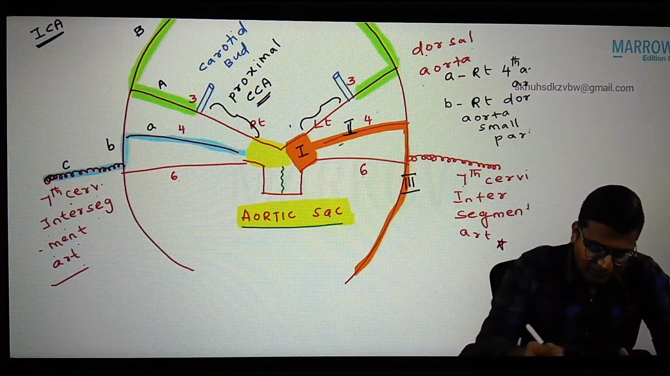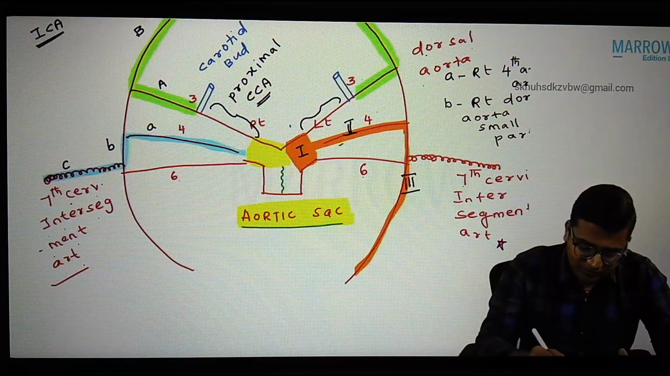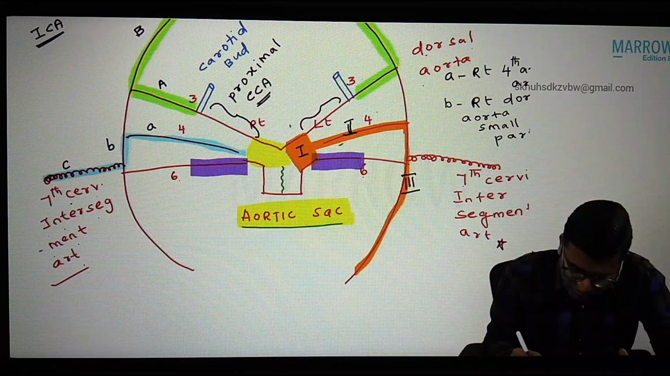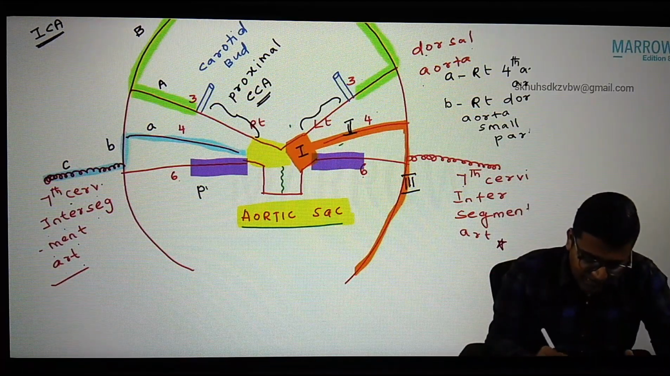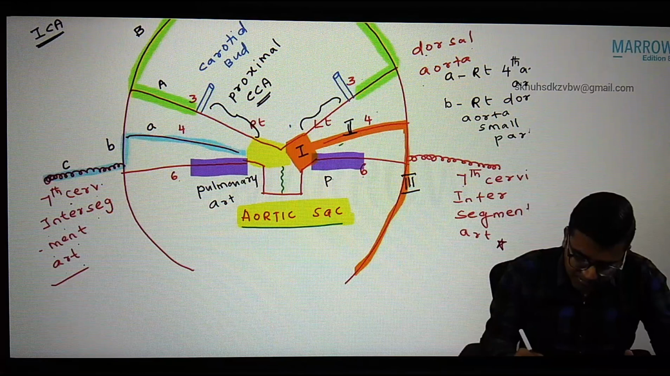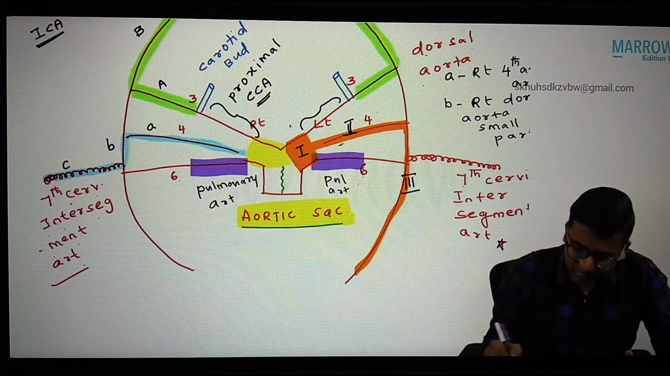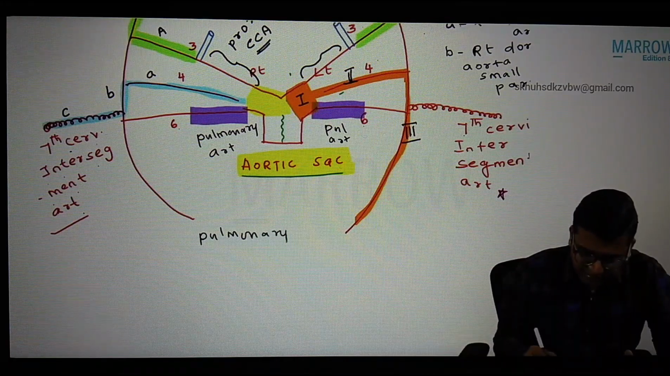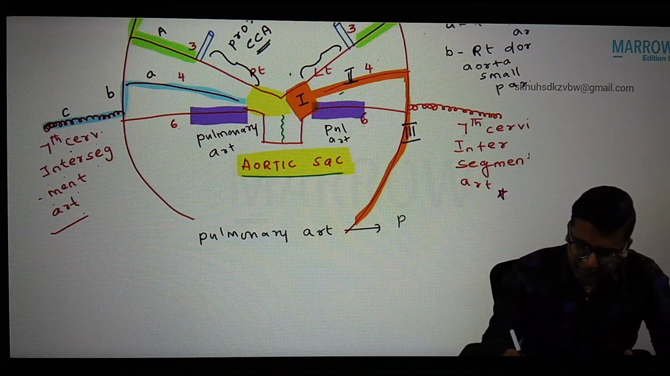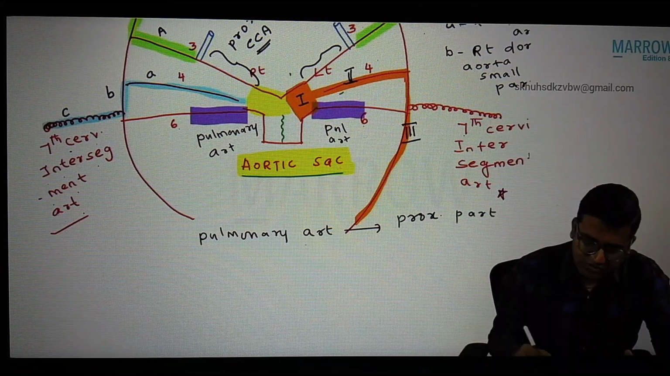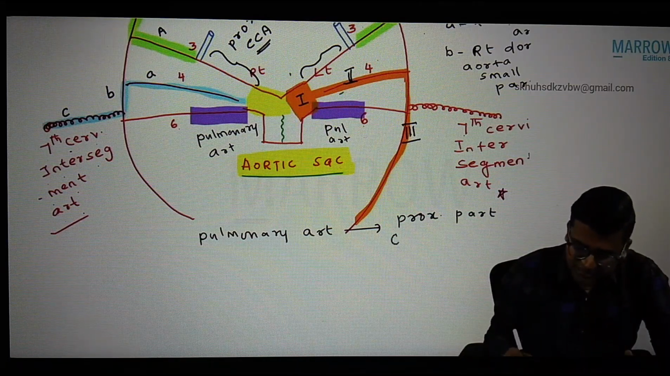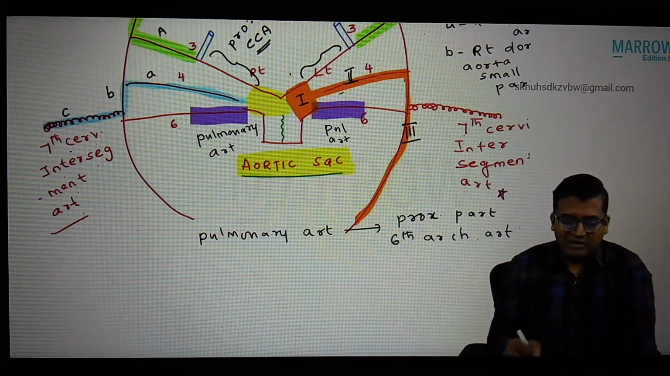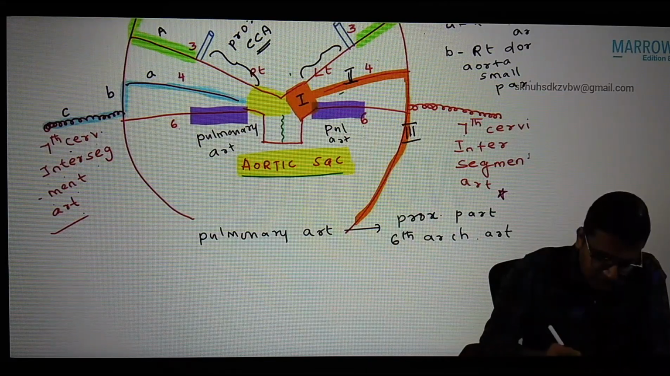Okay. Now next one. The proximal part of the 6th arch artery will form the pulmonary artery. This is our pulmonary artery. So please write the pulmonary artery, which is coming from the proximal part of the 6th arch artery, both right side and left side. So the proximal part of the 6th arch artery on both sides will form the pulmonary artery.